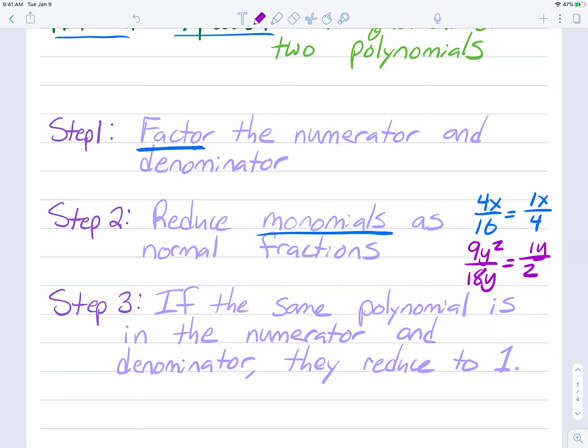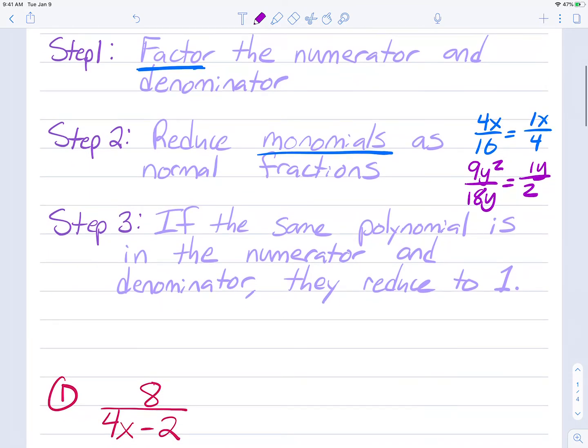Now to deal with the rest of the polynomials, the only thing you can do with a binomial or a trinomial is if there are matching binomials or trinomials in the numerator and denominator, they reduce to 1. It has to be an all or nothing thing with binomials and trinomials. They either match and they reduce, or there's nothing you can do with them. So let's give this a try.